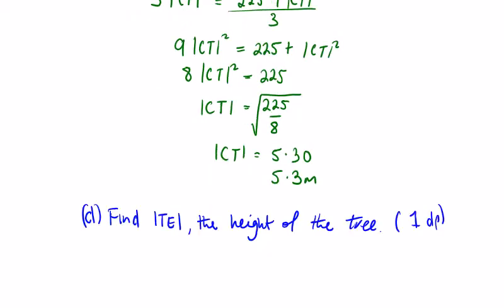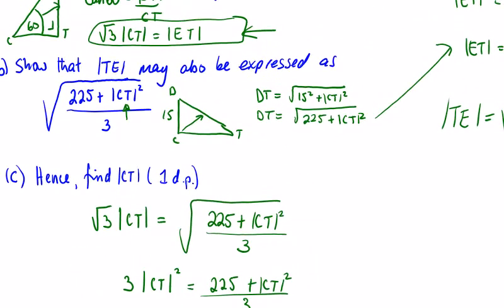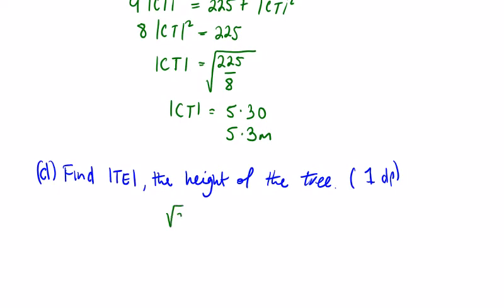In part D, we're asked to find TE, the height of the tree. So we have a value in terms of CT up here. We have again this one: root 3 CT is equal to ET. So root 3 by 5.3 is equal to the height of the tree. And typing this into a calculator, and it's correct to 1 decimal place, we're going to get 9.17. So 9.2 meters for the height of the tree.